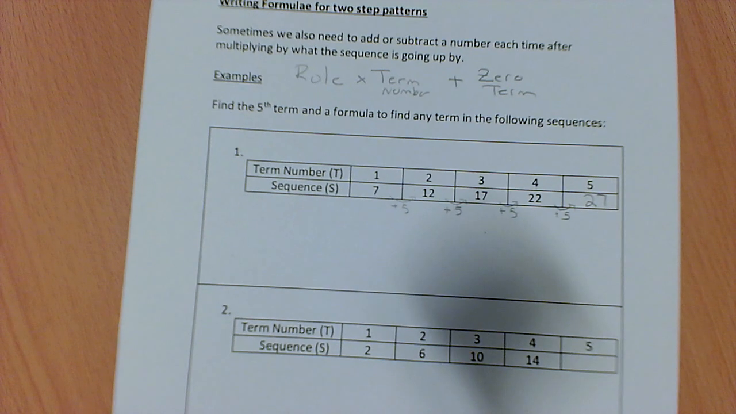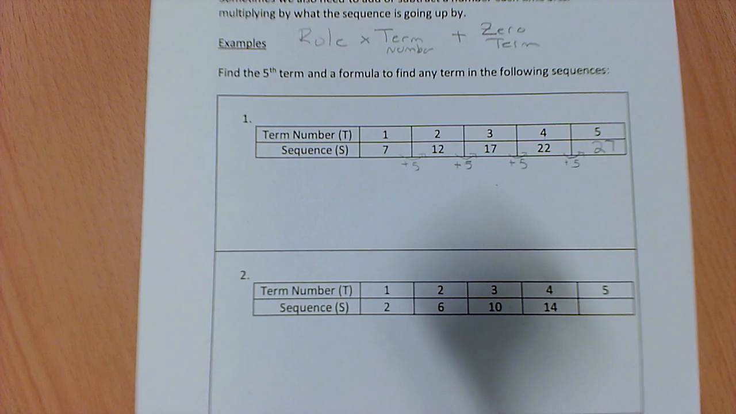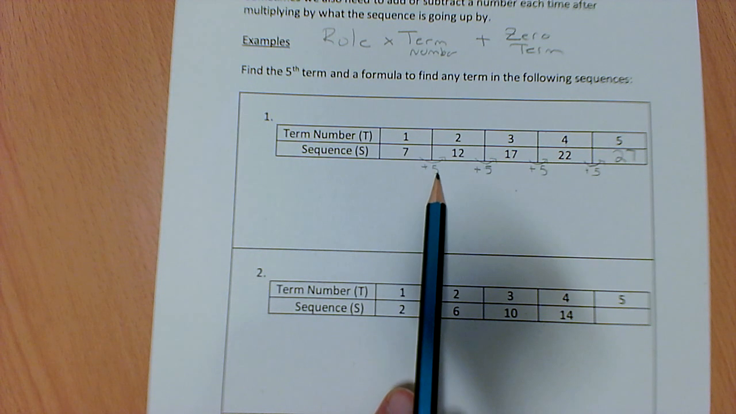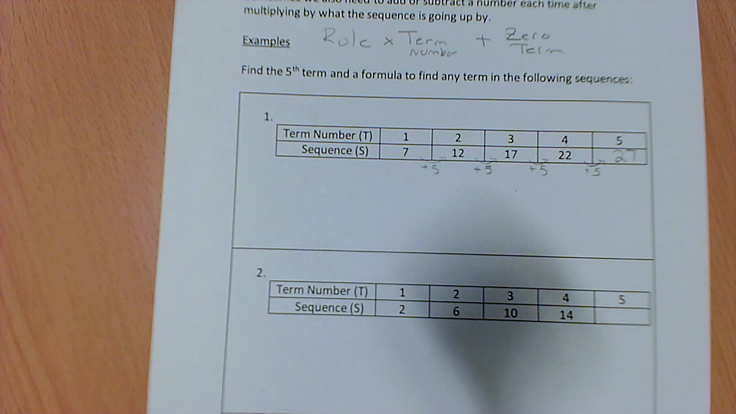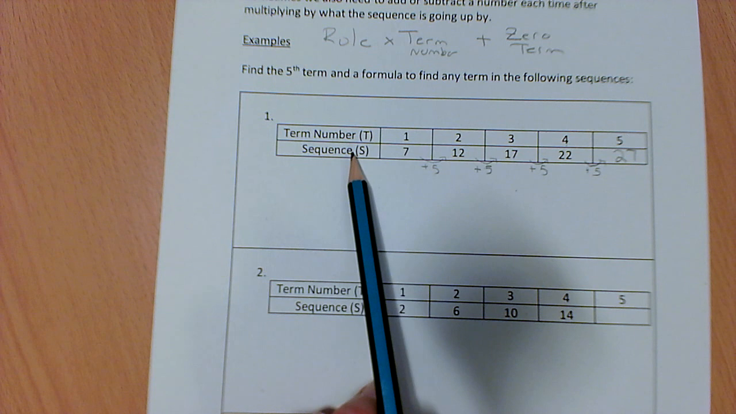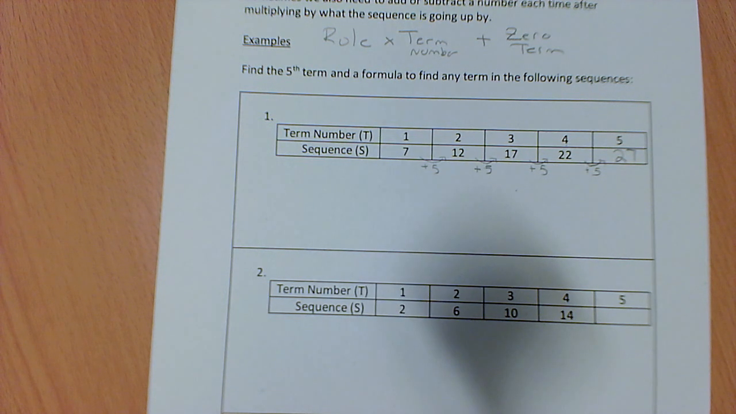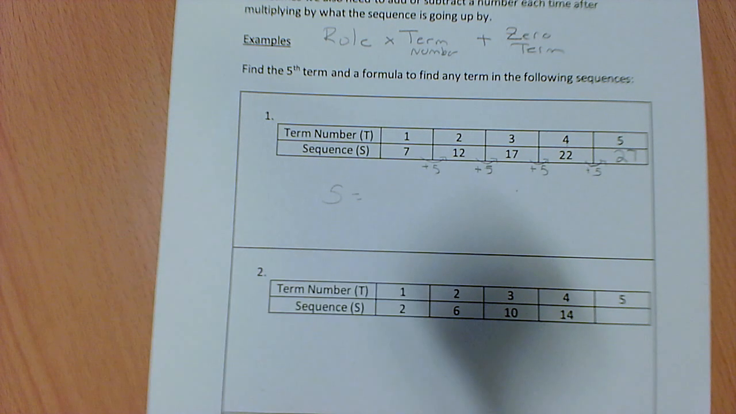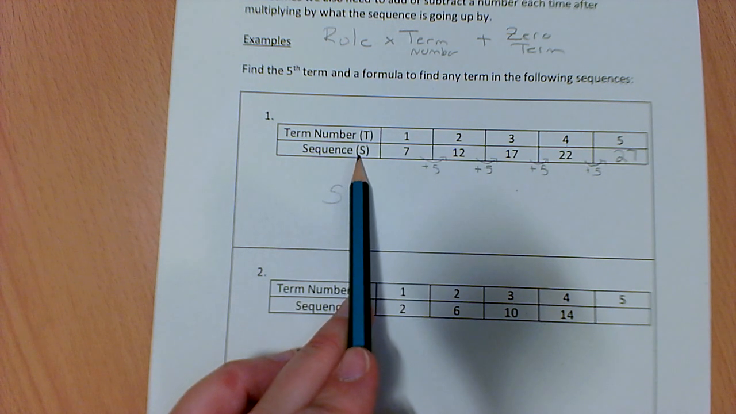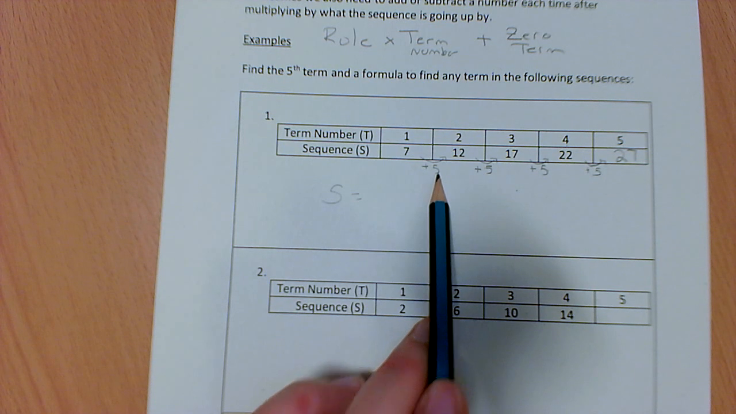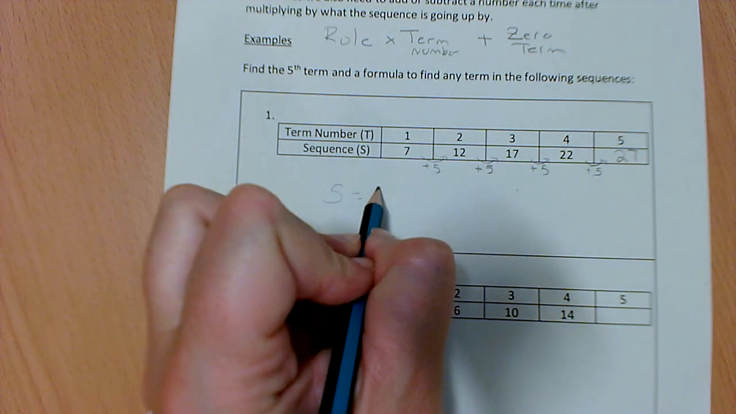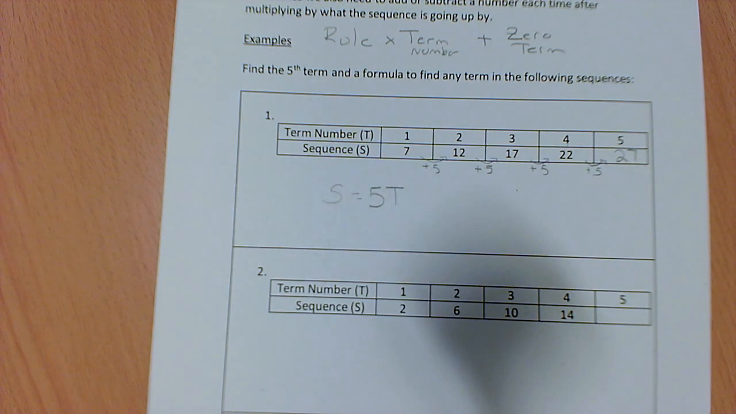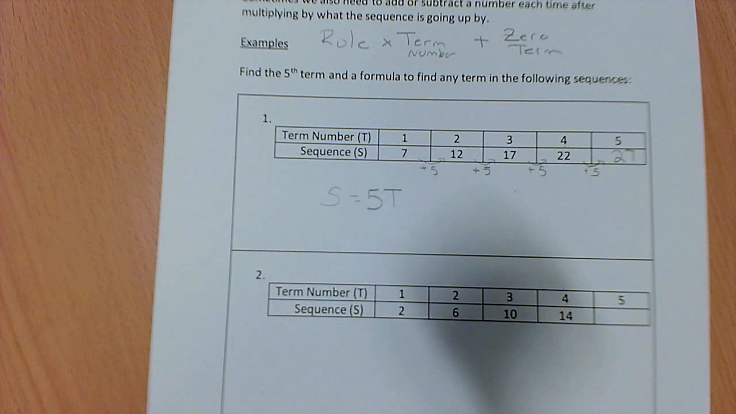So we've done that before. Now, I want to find the formula. I'm already halfway there. I found my rule. I'm going to take my rule and times it by t, because I want a generic formula. So let's start again. To find another number in my sequence, I'm going to say s equals. To get the sequence, we take our rule and multiply it by our term number. So we're going to take 5 and multiply it by t. So 5t. And then we need to add on our zero term.